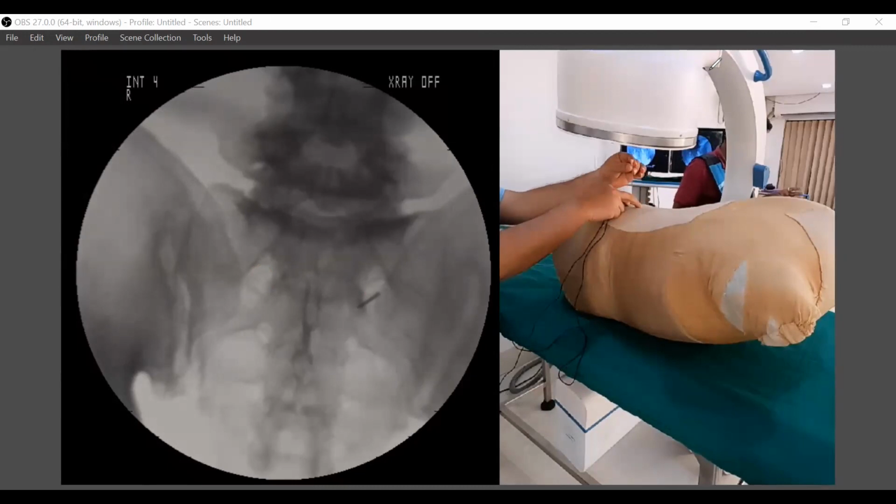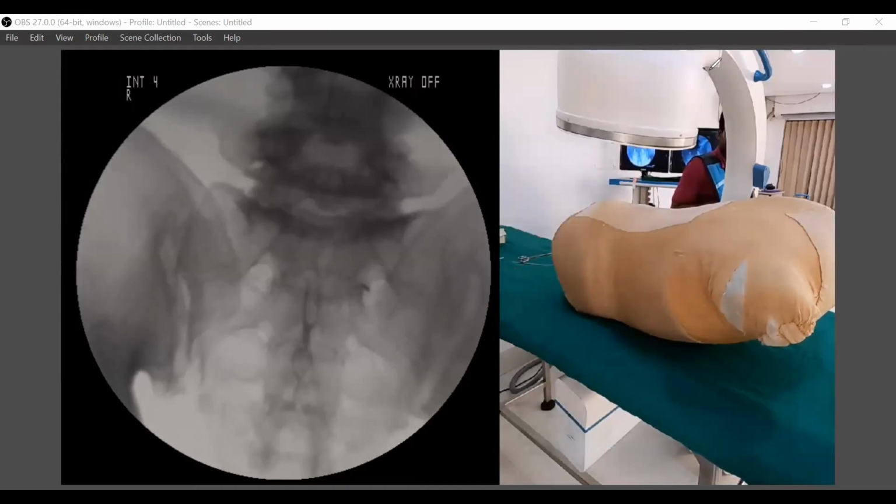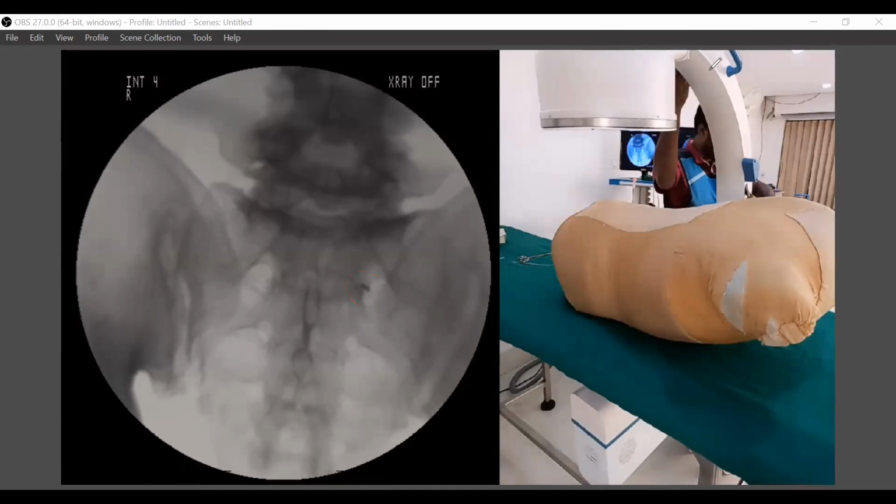I entered a bit low, that's why. Shoot. Okay, shoot. So this is a tunnel view approach, and I am in the S1 foramen. So how will I show you in the lateral? I will show you in the lateral where I am.